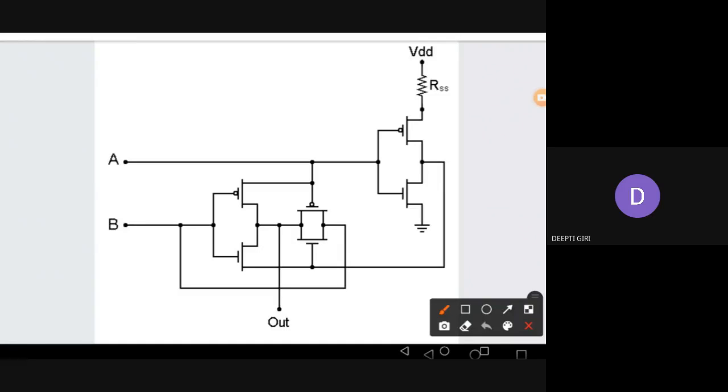So find the functionality. So the question here is, find the functionality of this circuit, right?